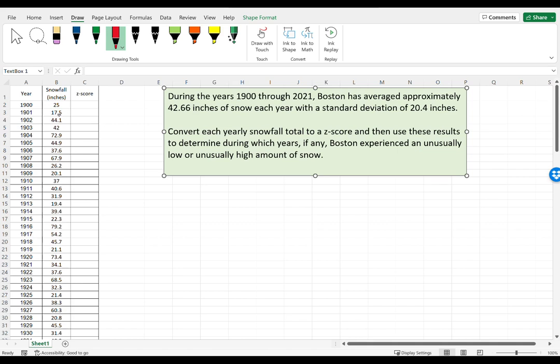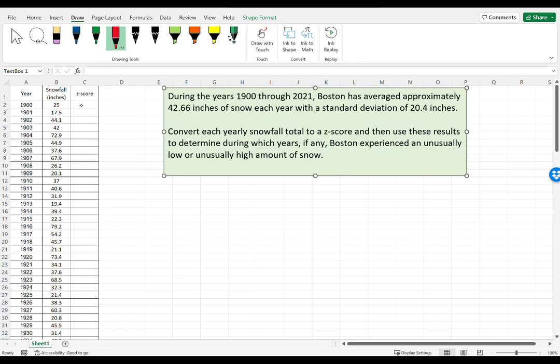So in the year 1900, there were 25 inches of snow, and we'll convert that 25 to a z-score. It's not as complicated as it's sometimes made out to be. We could convert inches to feet. We could convert inches to miles. We could even convert inches to centimeters. That's what we're doing now. We're converting from one unit to another unit, converting from inches to number of standard deviations.